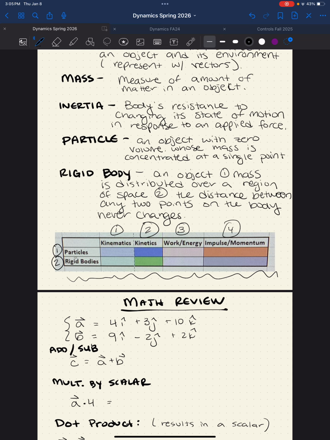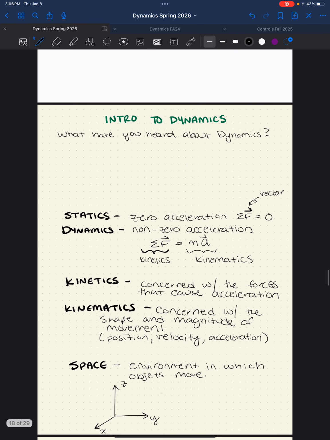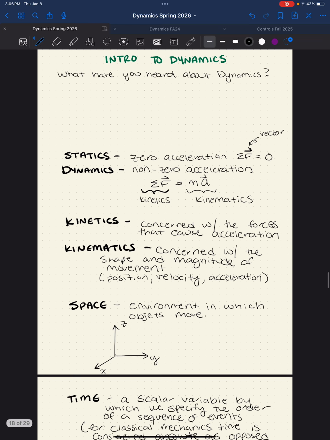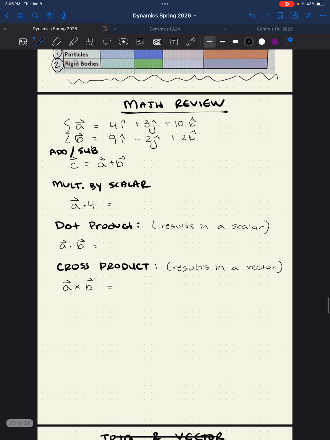Now, I did say that the way that I cover dynamics is not as vector heavy as the way that other professors cover it, but that is not to say that we won't be using vectors extensively in this class. We absolutely will. Like I said, the way that we define forces, the way that we define accelerations, these are vector quantities, so we have to treat them as vectors. All right, and as such, we need to review some vector math just to be absolutely certain that we're all on the same page about how we manipulate vectors.